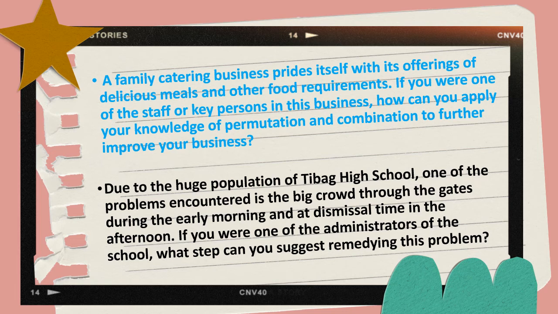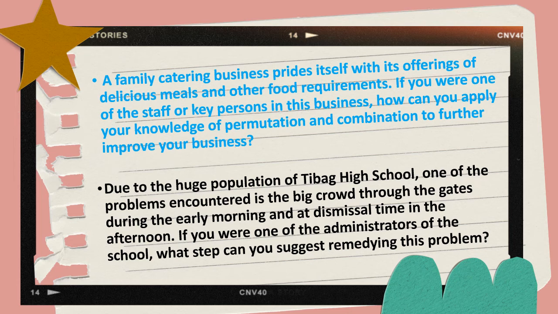Again, a family catering business prides itself with its offerings of delicious meals and other food requirements. If you were one of the staff or key persons in this business, how can you apply your knowledge of permutation and combination to further improve your business? For this problem, you will just think of the ways on how you can apply your knowledge of permutation and combination to further improve your business.